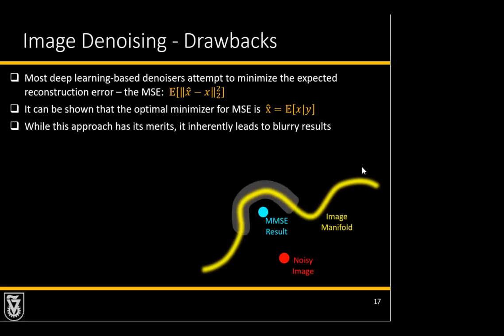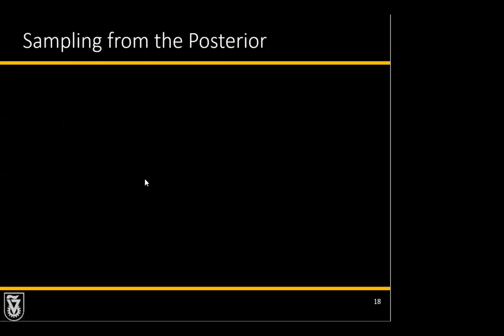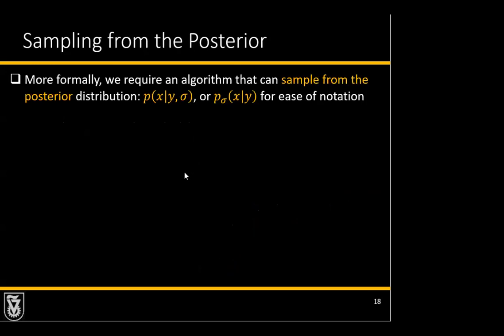It is an average of some real images. If we want to improve the visual quality of this denoised result, we would actually want one of the real images that could explain the noisy image while still being on the image manifold. Now, what I've just said has a very well-defined definition. We want to sample from the posterior. We want to sample from the probability of x given y, from the distribution of real images given the noisy image.